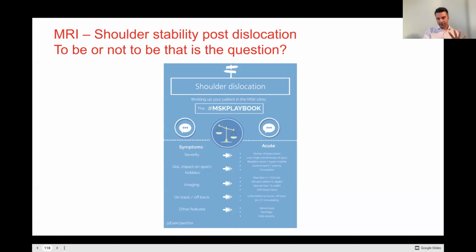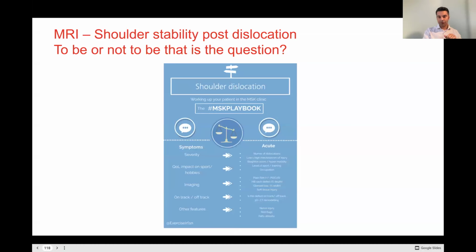So you're going to ask about the severity. So how many dislocations have they had? Was it kind of a low or high mechanism of injury? Could I explain why they dislocated? What's their Beighton score? Are they kind of a hypermobile patient with wobbly joints? Get a feel for the other joints and assess their mobility scores. What level of sport are they engaging in? What are their training and occupation demands?